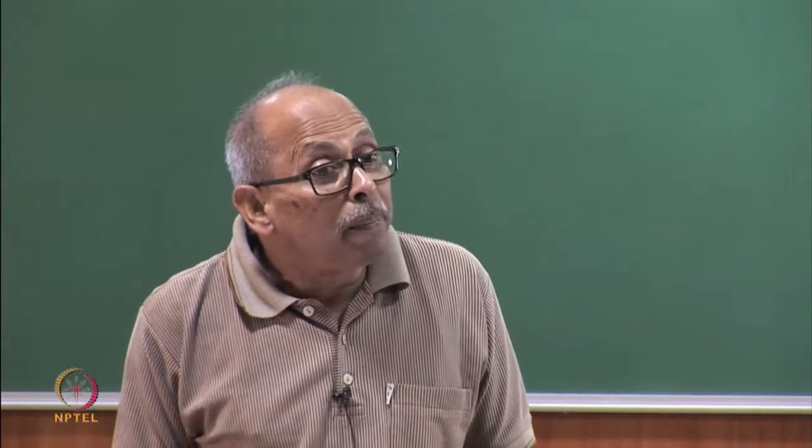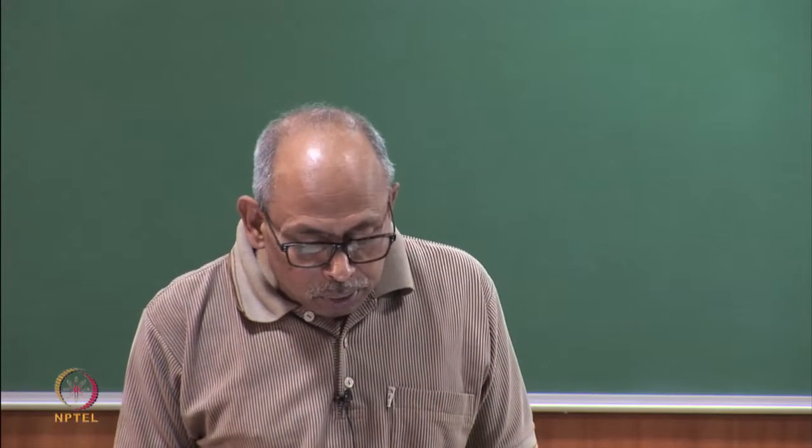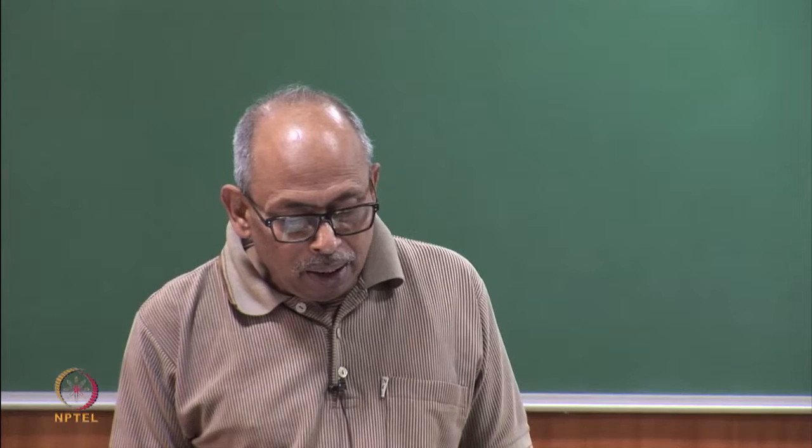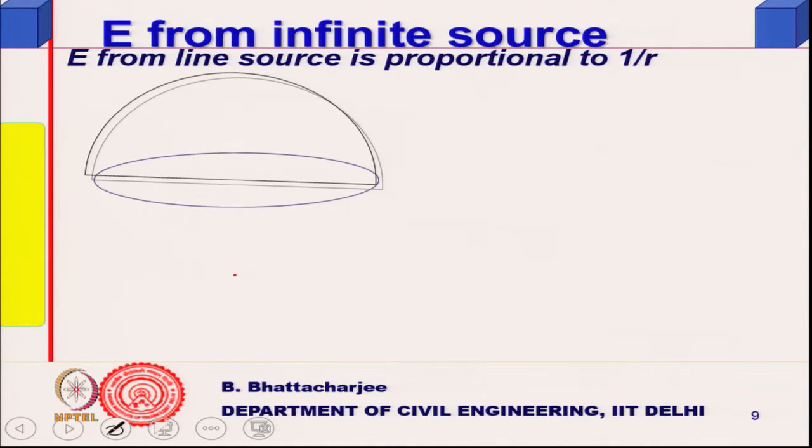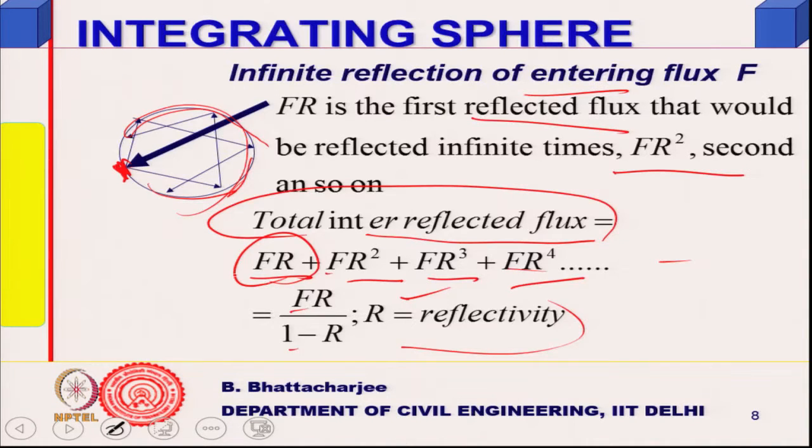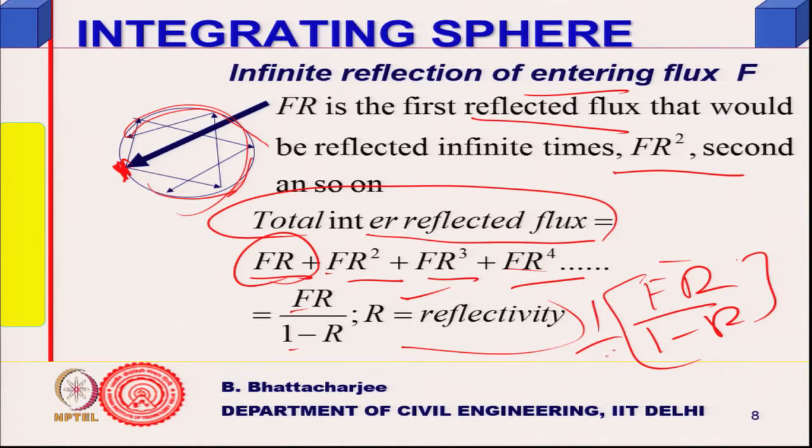And what will be the illumination due to this? Illumination will be simply Fr divided by 1 minus R, divided by internal surface area, which could be some pi r square, or let me say internal surface area of the sphere, spherical one, internal surface. So, illumination will be given by this.